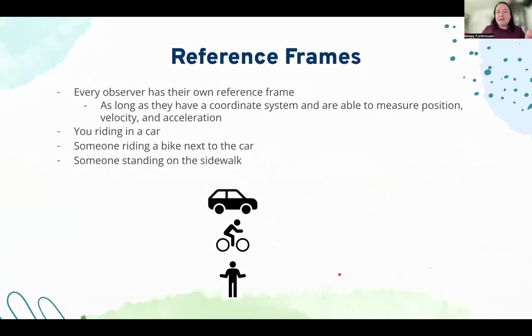Let's have a momentary diversion to talk about reference frames. Every observer has their own reference frame, so long as they have a coordinate system and are able to measure position, velocity, and acceleration. An example here, you are riding in a car. Someone is riding a bike next to the car, and someone else is standing on the sidewalk watching both of you. All three of you have your own reference frame from which you can observe your environment and take measurements.